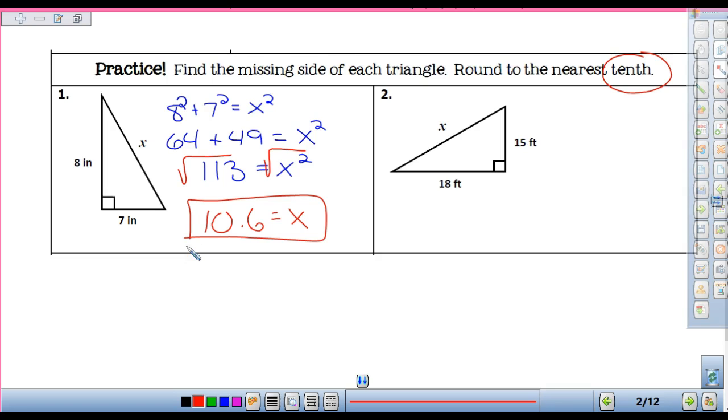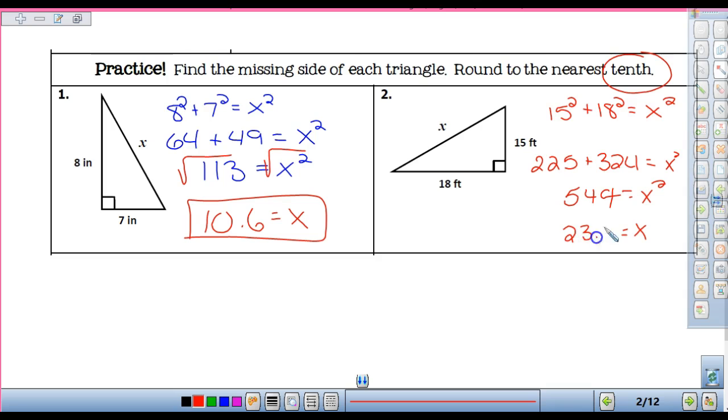Alright, so do number 2. My leg lengths are 15 and 18. 15 squared plus 18 squared equals x squared. So 15 squared is 225, plus 324 equals x squared. Add them together, I get 549 equals x squared, and so x is 23.4.